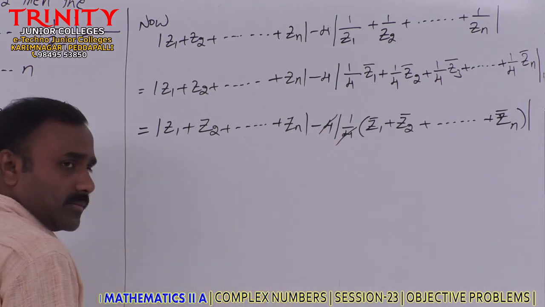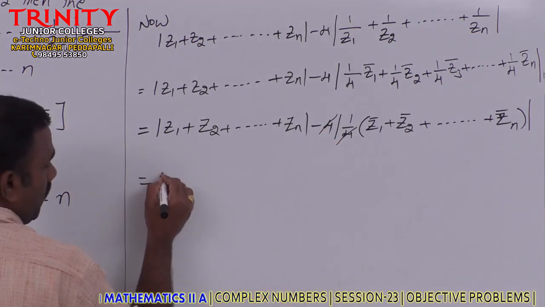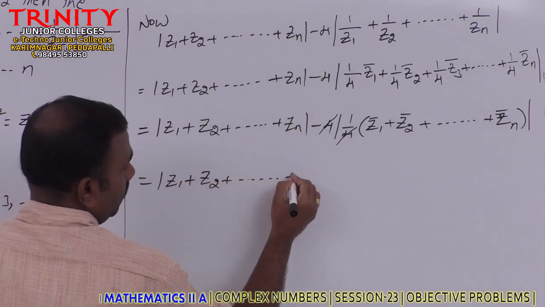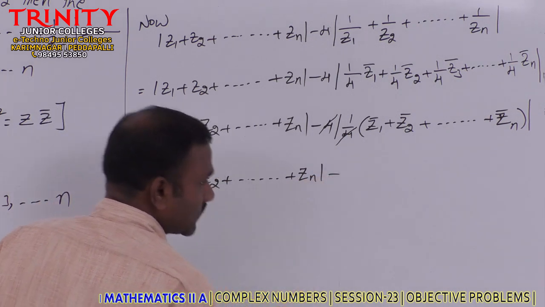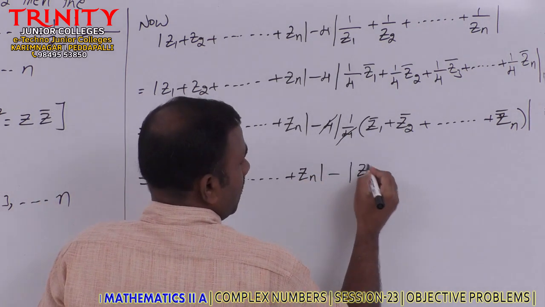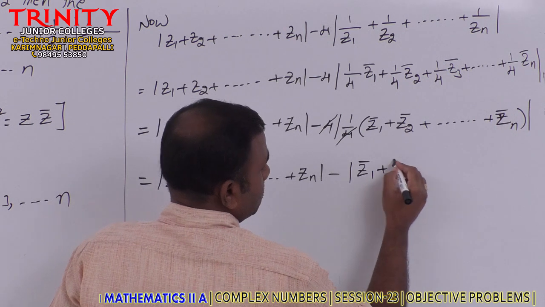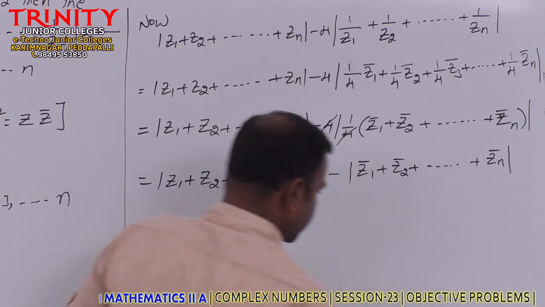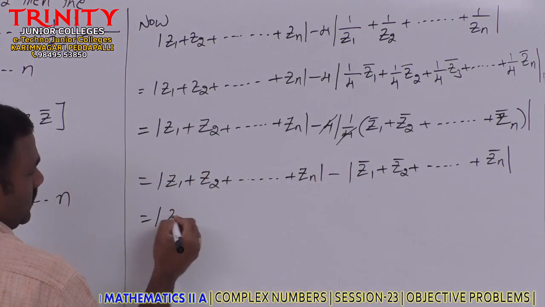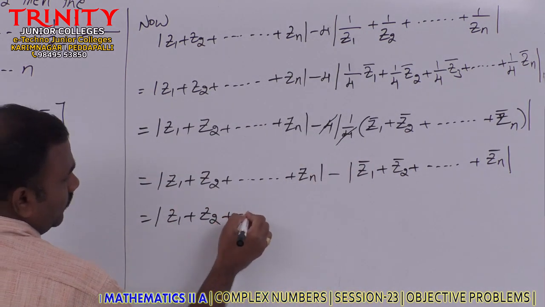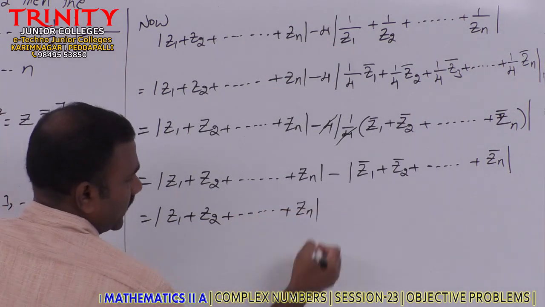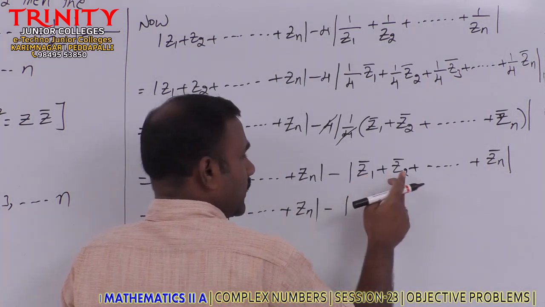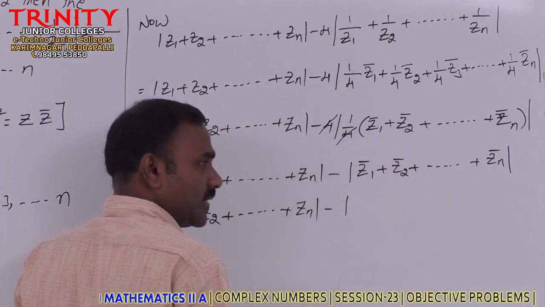4 cancel. Mod of Z1 plus Z2 so on plus Zn, minus the remaining value here, Z1 bar plus Z2 bar so on Zn bar. Z1 plus Z2 so on plus Zn, minus Z1 bar plus Z2 bar plus so on plus Zn bar.